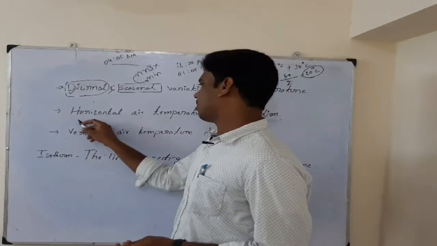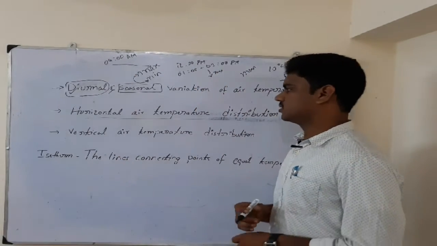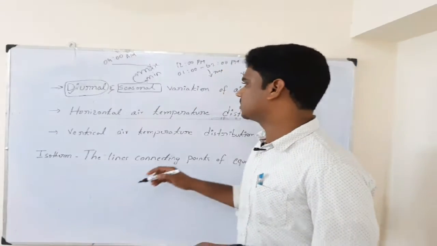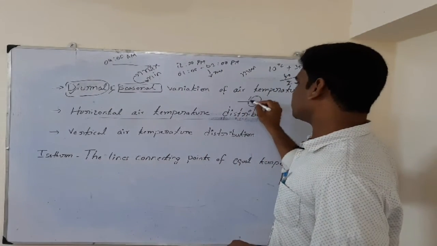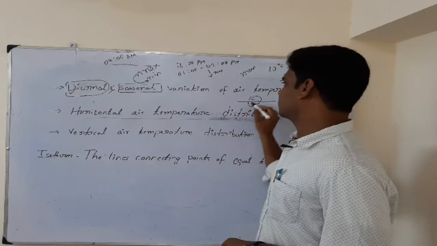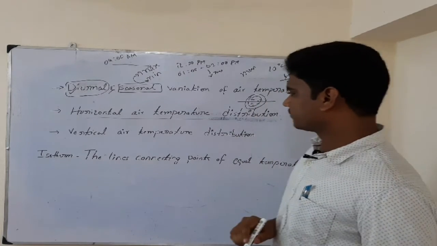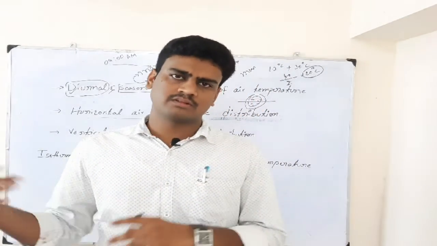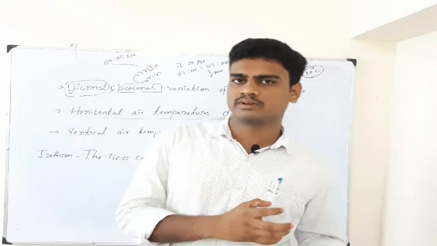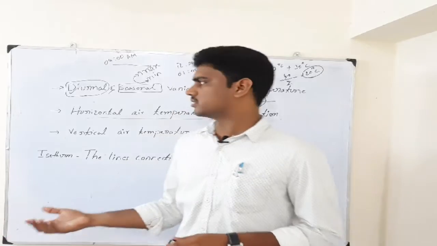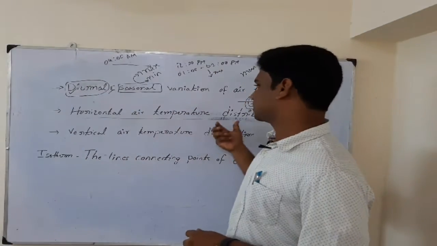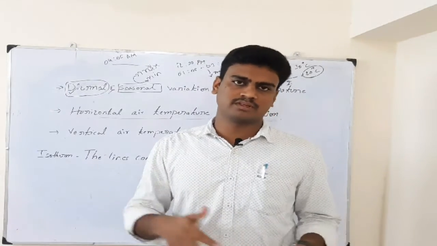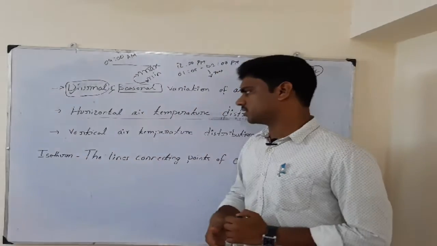Then the next one is horizontal air temperature distribution. I have already discussed in the factors affecting air temperature all about latitude. Latitude means horizontally how the air is distributed on the earth. When the air moves from one place to another, automatically the temperature will move from one place to another. This is all about horizontal air temperature distribution. It is not only about season, but every day it varies from one place to another, and this temperature can be moved.